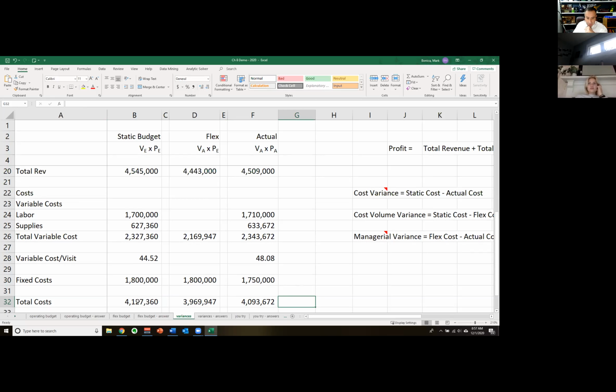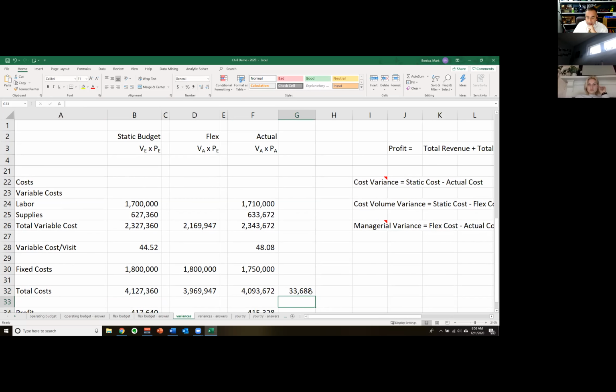And so we go left to right such that if we have a higher expected cost and a lower actual cost, we wind up with a positive variance. So positive 33,000 doesn't mean that they spent 33,000 more. It actually means they spent 33,000 less than they thought they would. So that's how you interpret that.